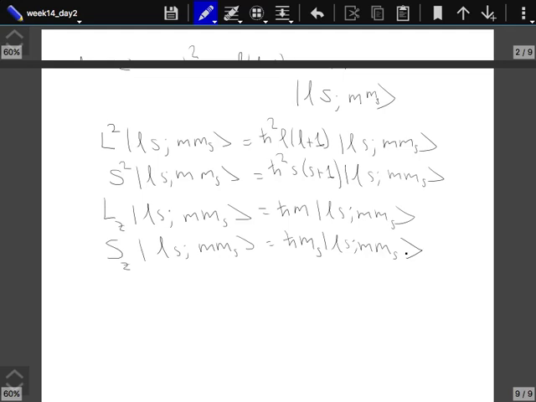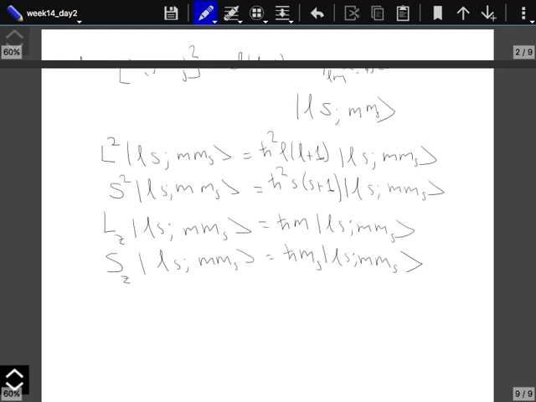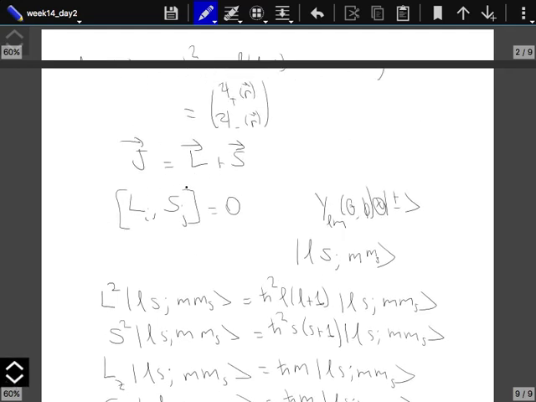But when we are considering rotations, what is rotating them is the total J, not separately L or S. So we would be more interested in finding states that are eigenkets of J squared and the components of J, not L squared, S squared, or the components of L and S. Now that is where the addition of angular momentum comes into the game.